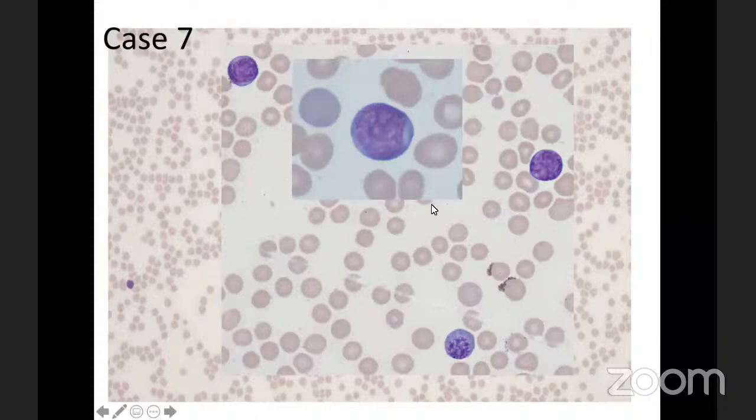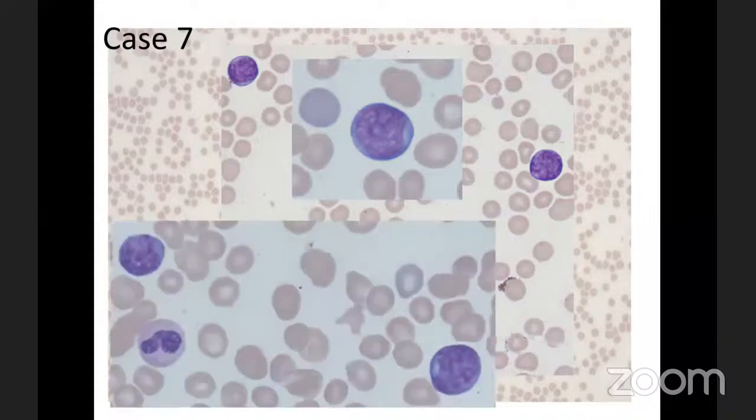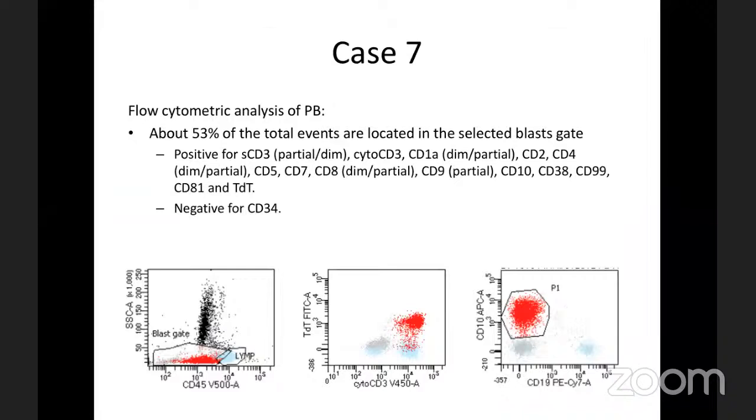High N:C ratio, basophilic cytoplasm, agranular, slightly clumped chromatin, inconspicuous nucleoli. Some of them show more prominent nucleoli. So yes, this is a lymphoblast. And the flow cytometry shows 53% total events in the blast gate.